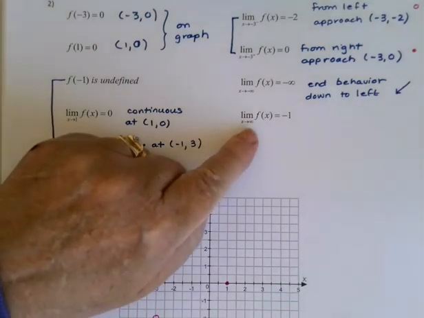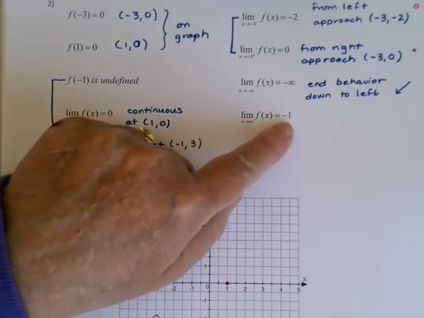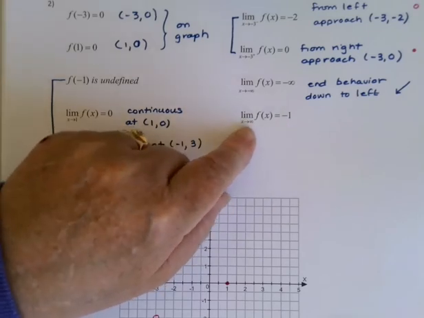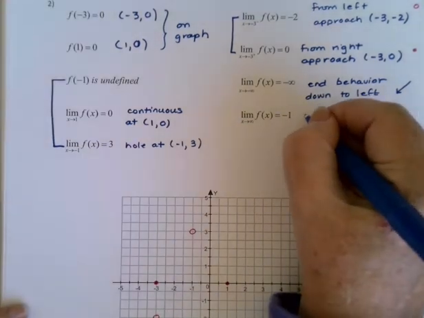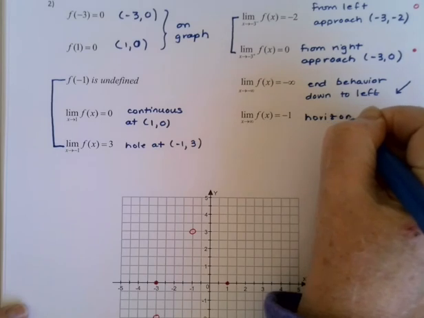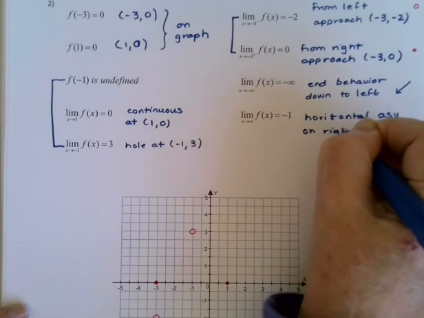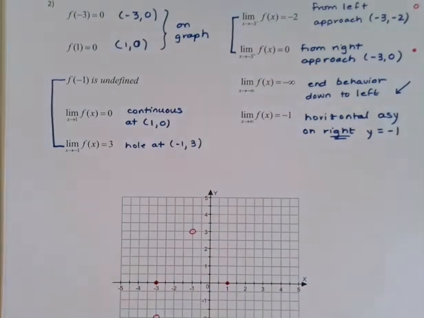And then finally, as x approaches positive infinity, so on the right-hand side, y approaches negative 1. So that one is going to be a horizontal asymptote. At the end on the right-hand side, we have to approach the finite value negative 1. So horizontal asymptote on the right only is y equals negative 1. So I'll sketch that in only on the right-hand side. There's that horizontal asymptote.